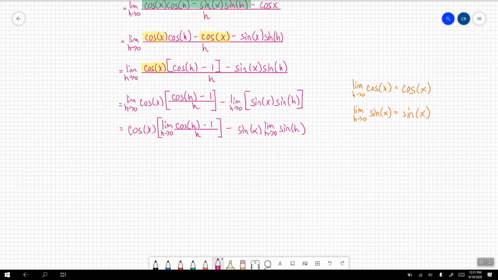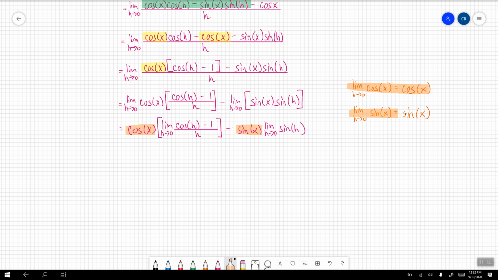Now we can keep going. Now look at the first limit that is embedded here. Okay, so before I carry on, I'm going to highlight what I did here. Cosine of x, that was my limit for cosine of x, and sine of x, well, that was my limit that came out here.